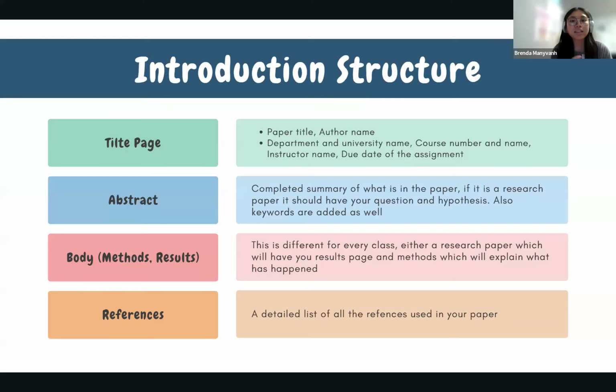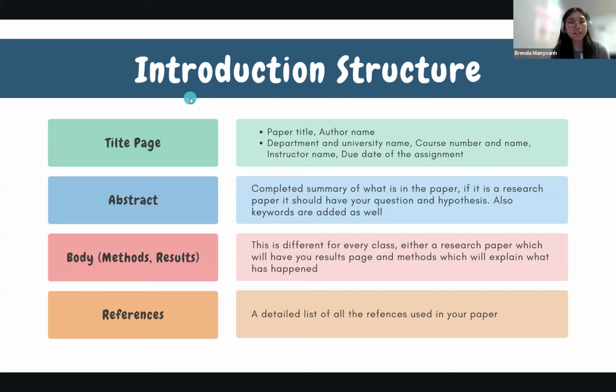All right, so the general structure, the general layout of an APA format is you're going to have your title page, which includes the paper title, the author's name, which is going to be you, anyone who wrote the paper, the department and university name, followed by the course number and name, the instructor name, and then the date of the assignment or date you've written the assignment.